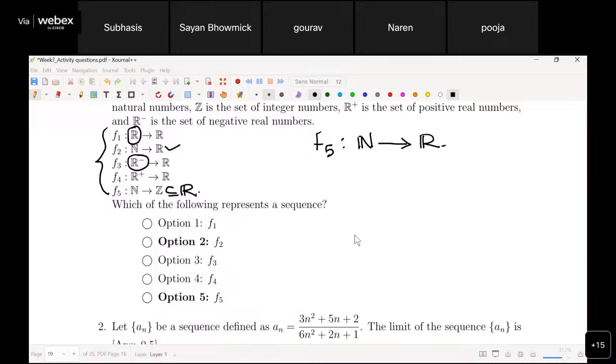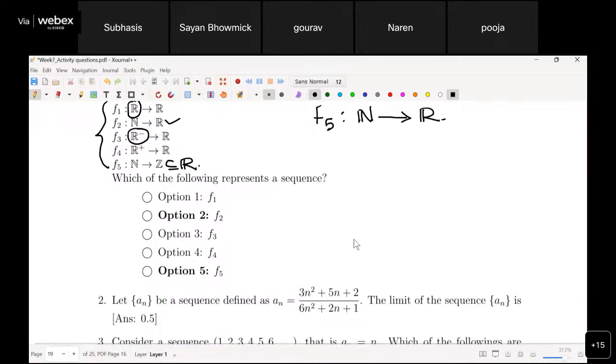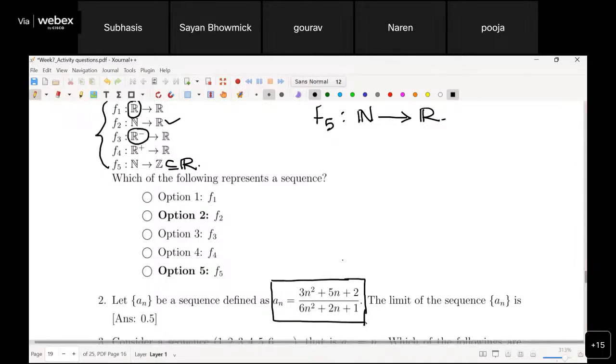Okay, now let me ask this question. Question number 2: what will be the limit of this sequence? How can you solve it? The same approach, sir. If we take n square common from the numerator and denominator, we are getting 3 plus 5 by n plus 2 by n square on the numerator. As n tends to infinity, the 1 by n terms are tending to 0, so those are sorted. Same for the denominator. Absolutely. 6 plus 2 by n plus 1 by n square. So it's 3 by 6, which is half.